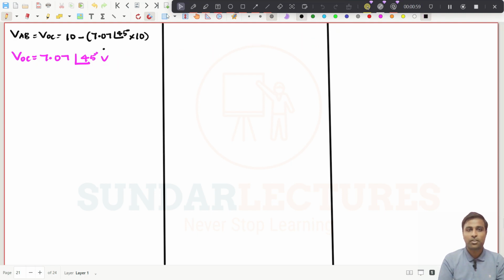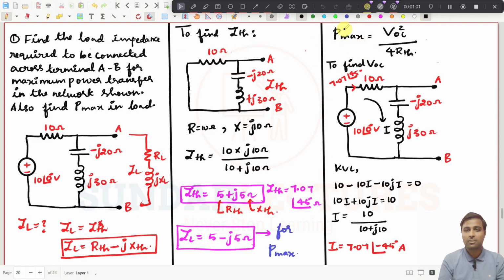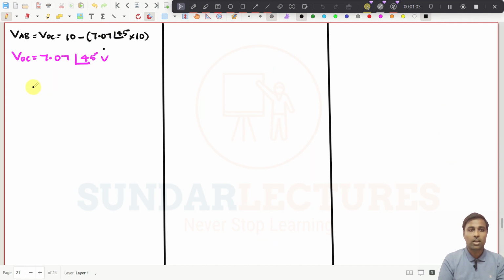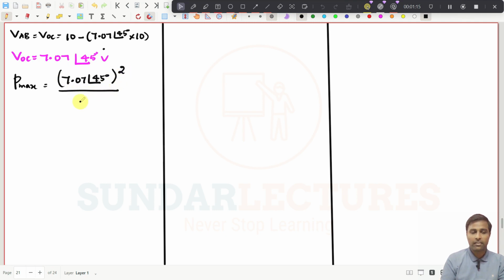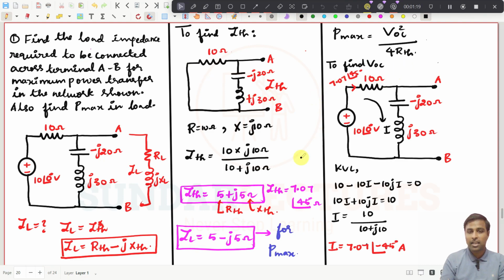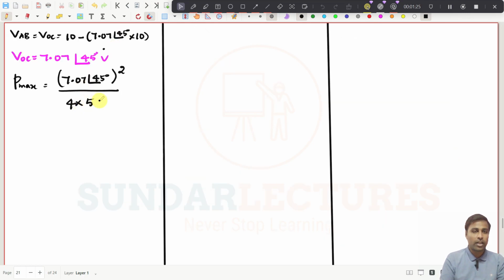You just substitute this VOC in the Pmax expression now. So what you will get? Pmax should be equal to 7.07 at an angle of 45 degrees, the whole square, VOC square, divided by 4 into RTH. What is the value of RTH? It is 5, right? 4 into 5. So this is the Pmax expression.